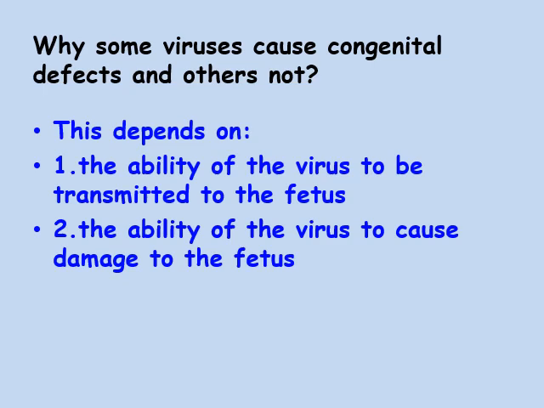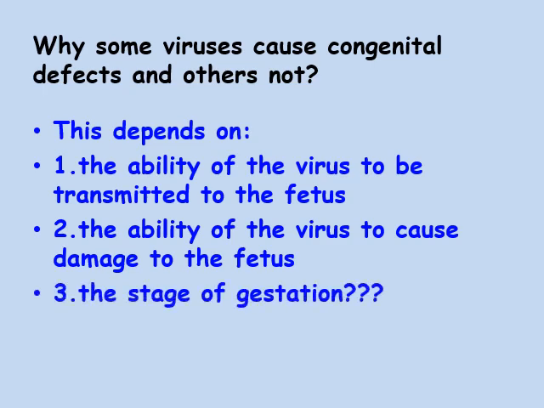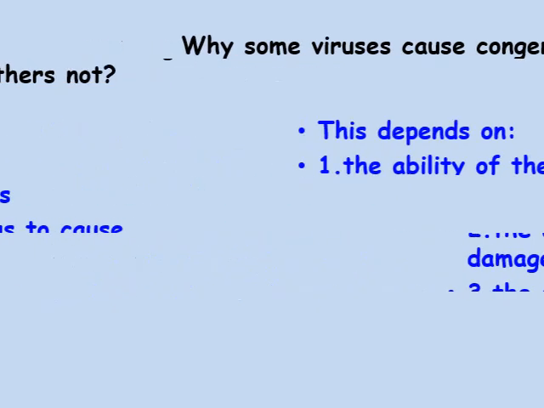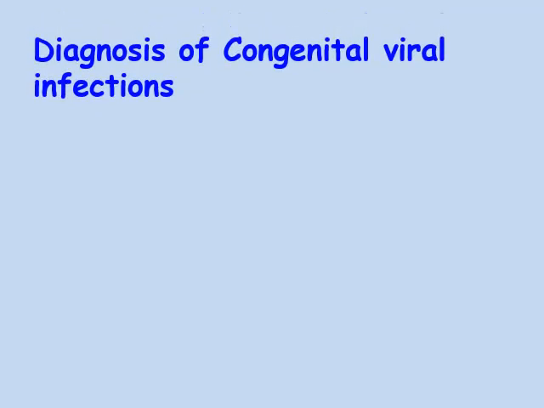Then the ability of the virus to cause damage to the fetus, يعني teratogenic effect. روبيلا والCMV عندهم teratogenic effect فيسوون damage to the fetus. The stage of gestation هاي حكيناها: in the first trimester, due to the process of organogenesis, increases the risk and damaging effect of the viruses. أخير شيء how to diagnose.